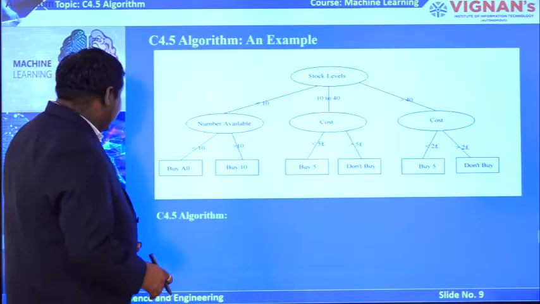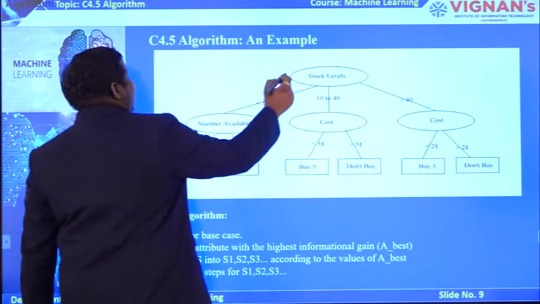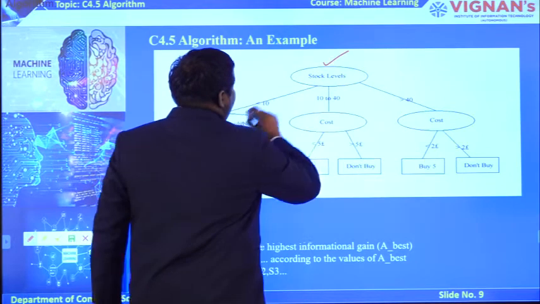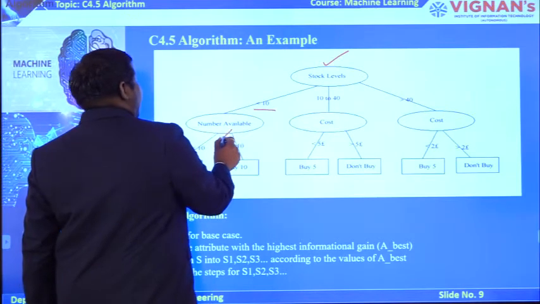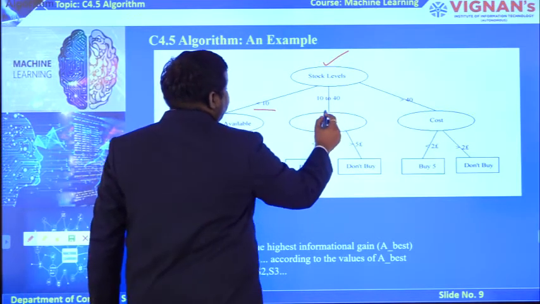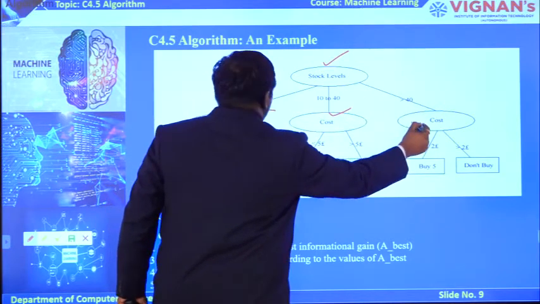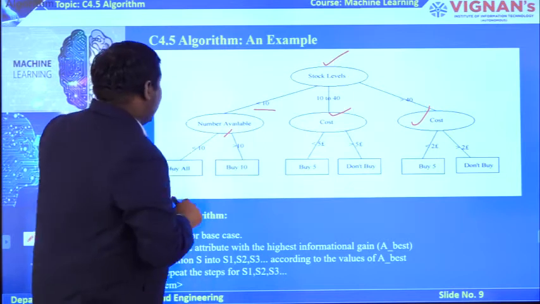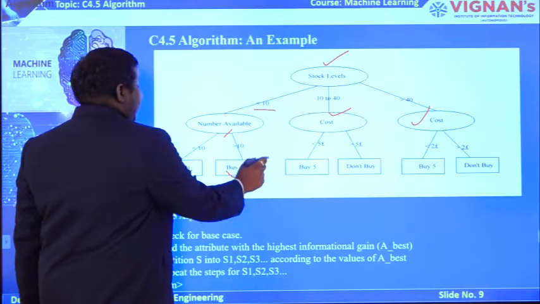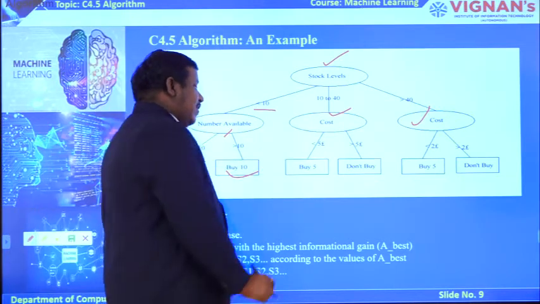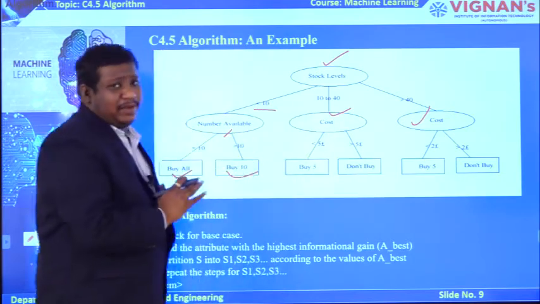See, this is an example. Stock levels: we have stock levels, and based on the stock levels we are going to classify the tree. Suppose the stock level is less than 10, we have the number available model. If it is 10 to 40, then we are going to see the cost. Similarly, if it is more than 40, then again we take the cost. Again, this is classified into two subcases: less than 10, it is buy all; if it is greater than 10, buy only 10. Similarly, if it is less than 5 and greater than 5, we have similar conditions. This is just an example for the C4.5 algorithm.